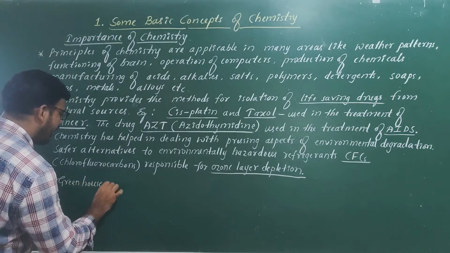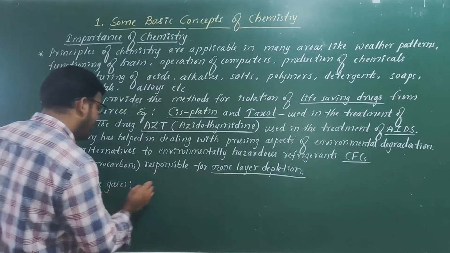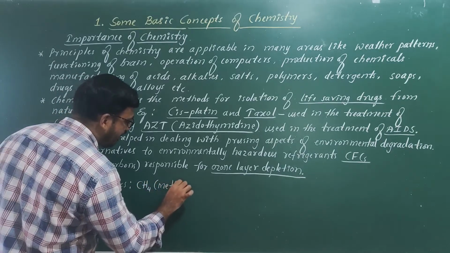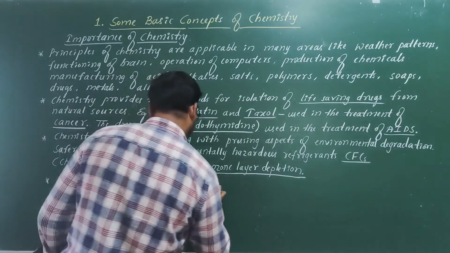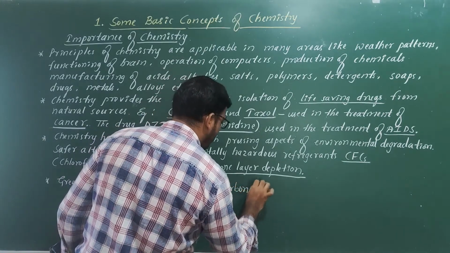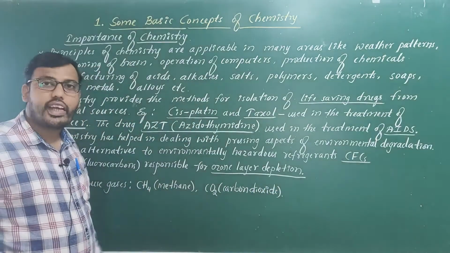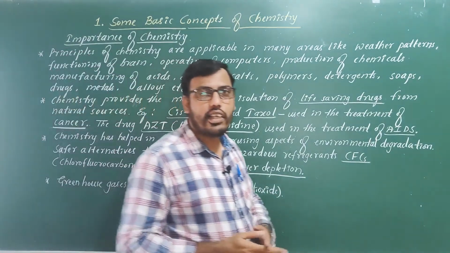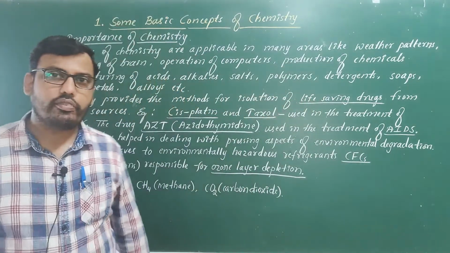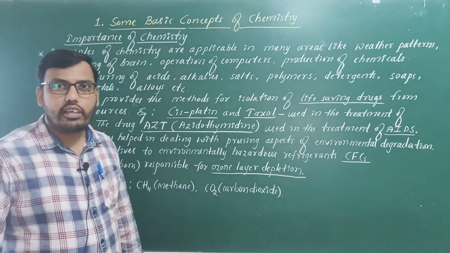So what are greenhouse gases? Or mention greenhouse gases. The question may appear like that. So greenhouse gases are nothing but CH4, which is methane, and CO2, carbon dioxide. So these are methane and carbon dioxide. They are nothing but greenhouse gases. Because of these greenhouse gases, a serious problem, a world's serious problem, that is called global warming is going to occur.